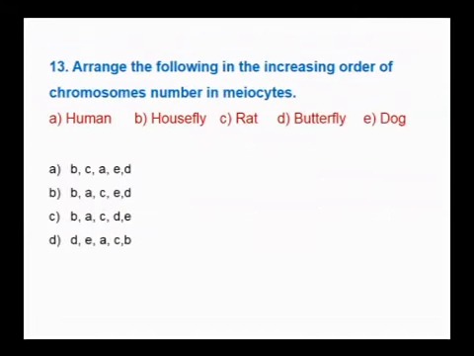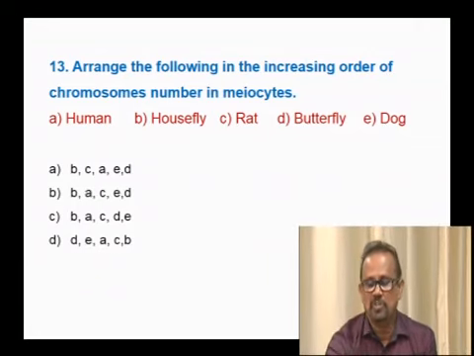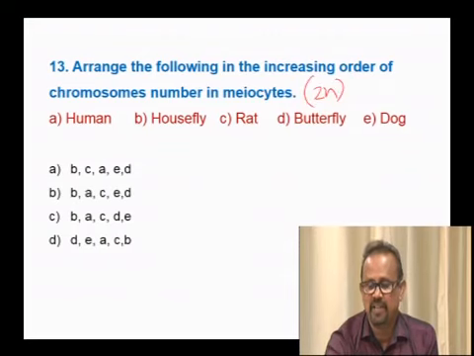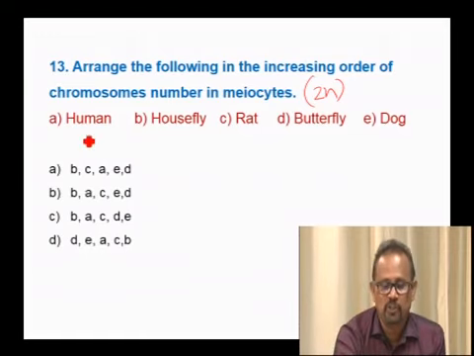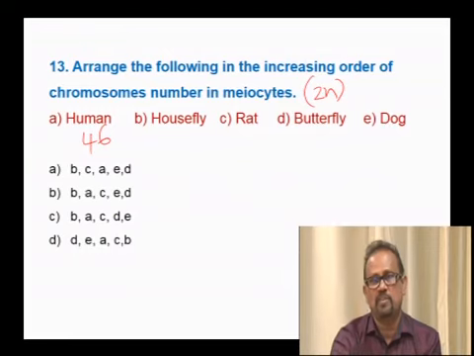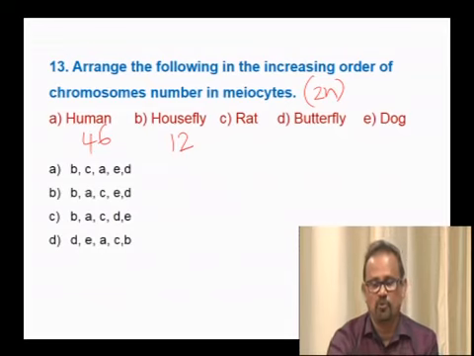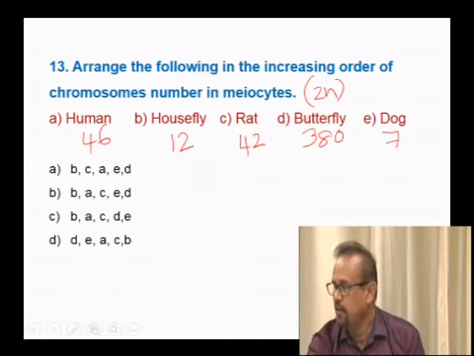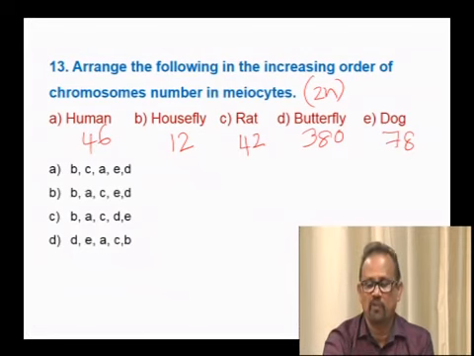Arrange the following in the increasing order of chromosome number in meiocytes. A meiocyte is always a diploid cell that produces the gametes by the process of meiosis. Humans, as you know, have a 2n number of 46. Housefly has 12 chromosomes, whereas rat has around 42 chromosomes, butterfly has 380 chromosomes, and dog has around 78 chromosomes. So 46, 12, 42, 380, 78.